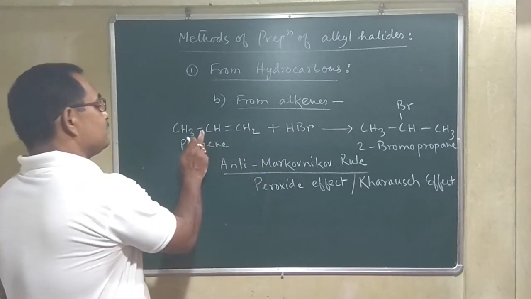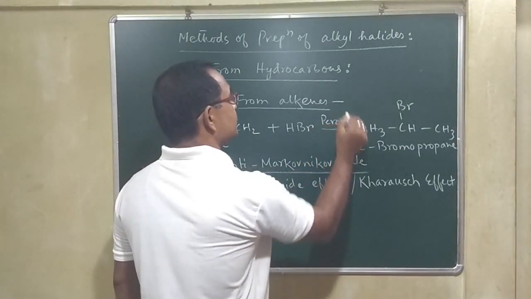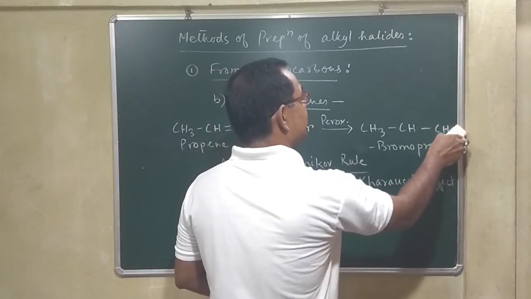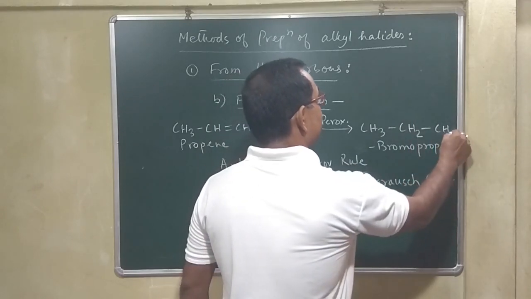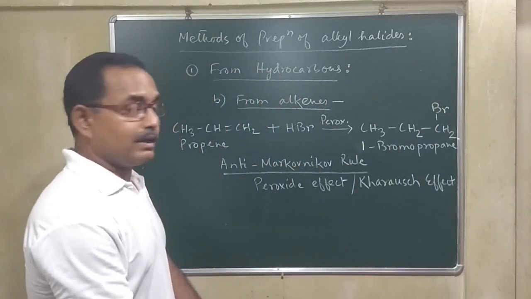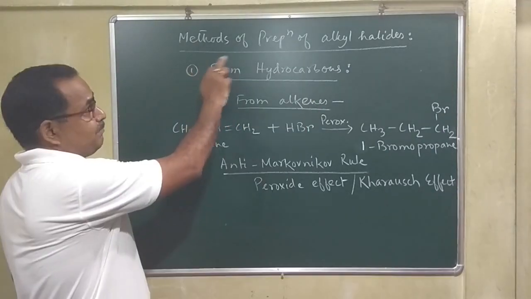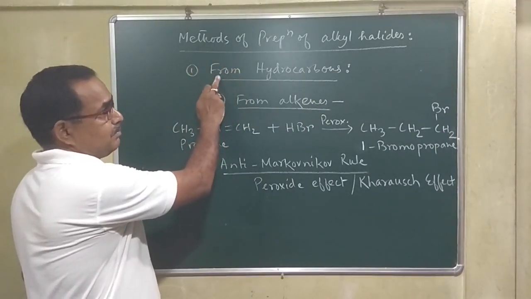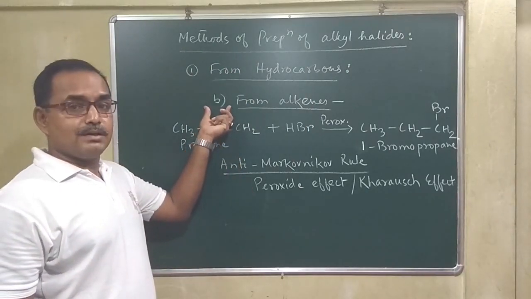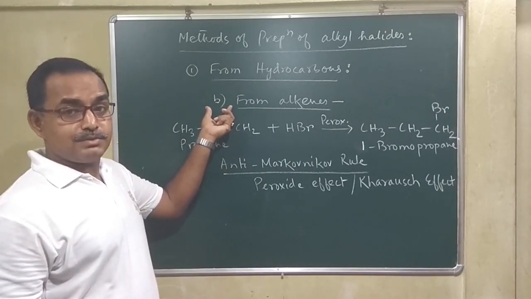Consider this reaction, propene plus HBr in presence of peroxide. In this case, we will get the anti-Markovnikov product, that is 1-bromopropane. See, we can have haloalkanes from hydrocarbons. From alkanes, there is only one reaction. That reaction is free radical substitution reaction.